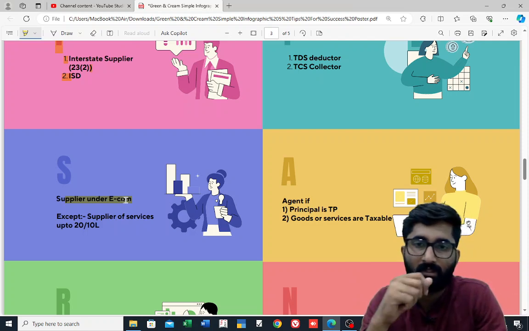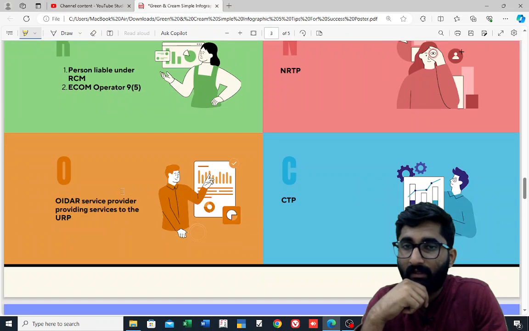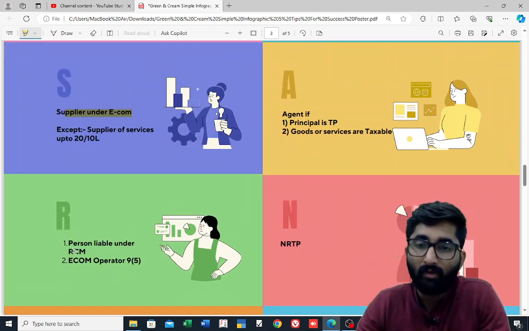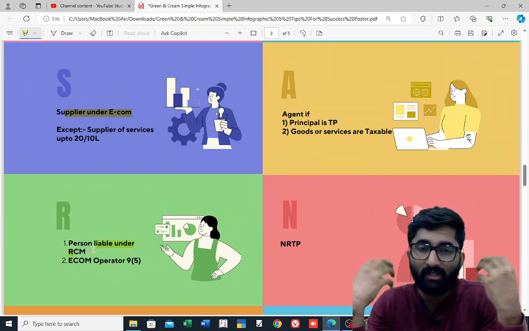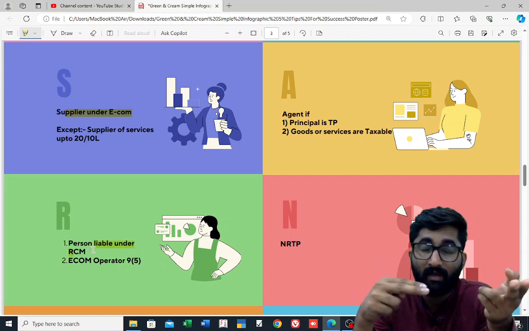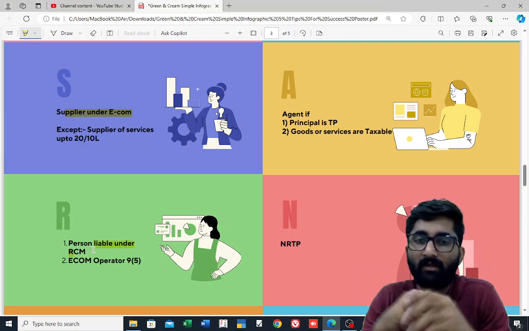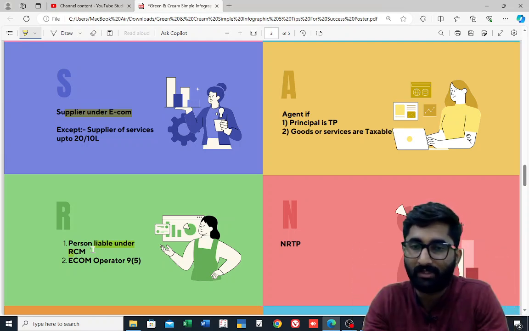Next one is R. In ISRO, R is for person liable under RCM. Example, I am purchasing any goods or services which are liable to be paid under RCM, then I am required to take the registration, because in RCM I have to pay to the government. To pay it to the government, I have to take the registration.